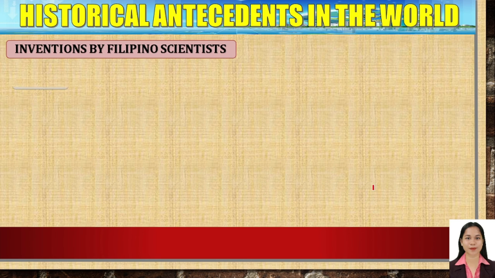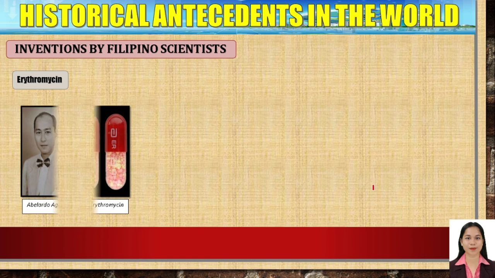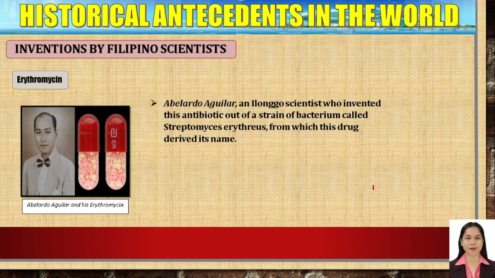So yun. The next one is the erythromycin. So erythromycin was invented by an Ilonggo scientist, Abelardo Aguilar. Si Abelardo Aguilar, siya yung nag-invent ng antibiotic na to. So this antibiotic out of a strain of bacterium called Streptomyces erythreus, from which this drug derived its name. So yung erythromycin na to, dito sa scientific name na derive yung pangalan niya, Streptomyces erythreus.